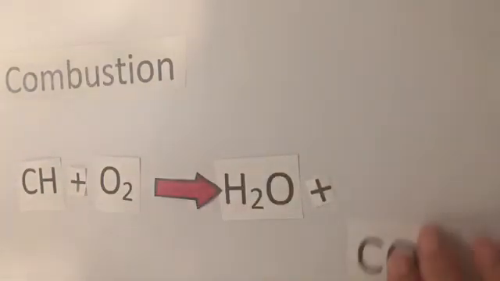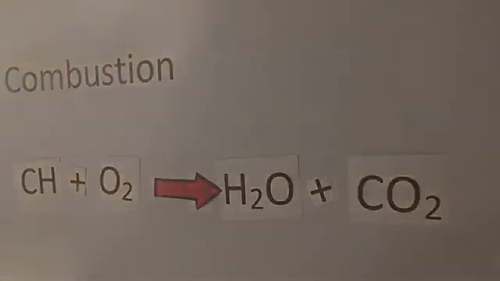An example of a formula for combustion using elements would be carbon and hydrogen compound plus dioxide that turns into H2O plus carbon dioxide.